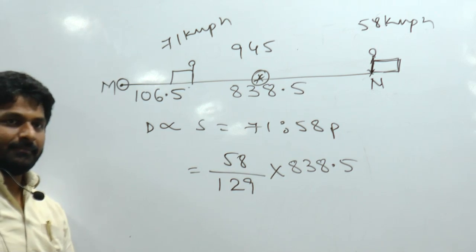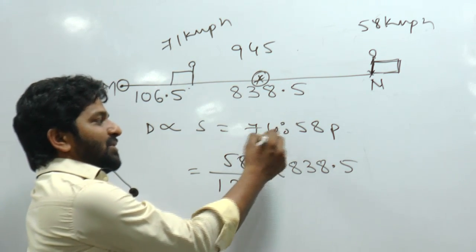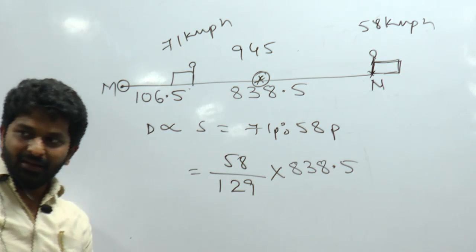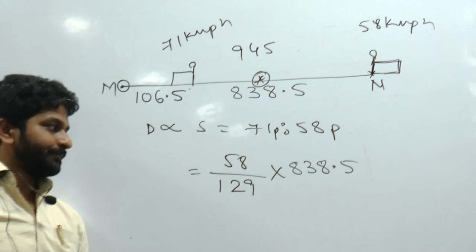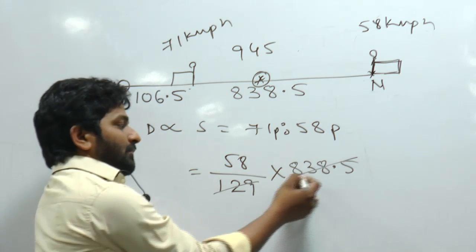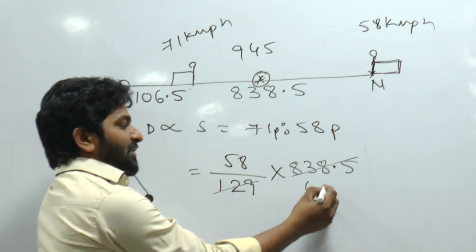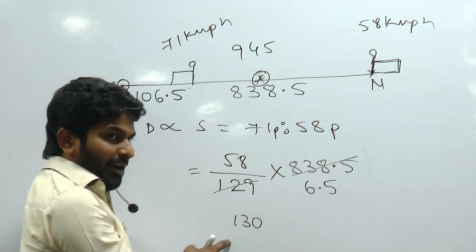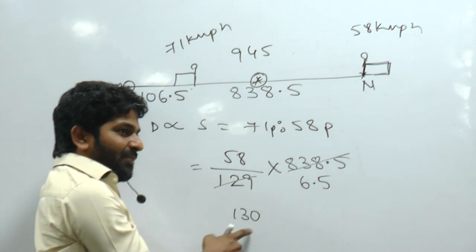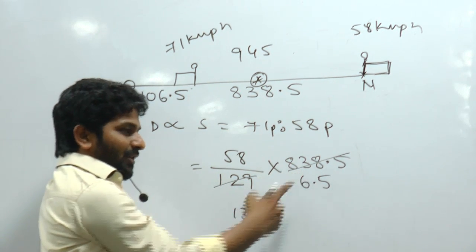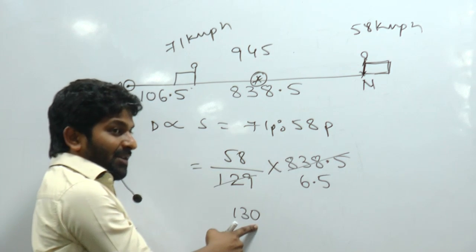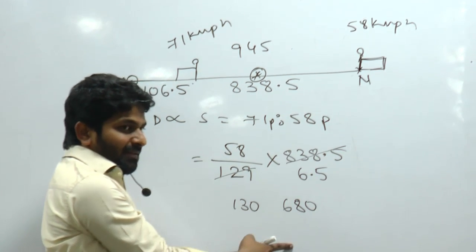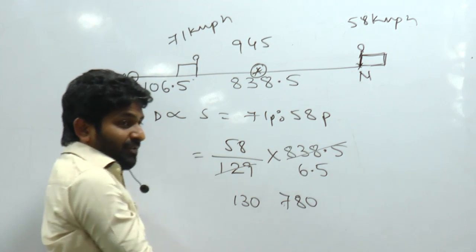No need to calculate time. The distance ratio is equal to the speed ratio, 71:58. Distance will be equal to the speed ratio, 129 parts. How many times? 6.5 times. Let it be 130 for the time being. 7 times of this number is 910, which is more than needed, so take 6 times. 6 times of this number is 780.